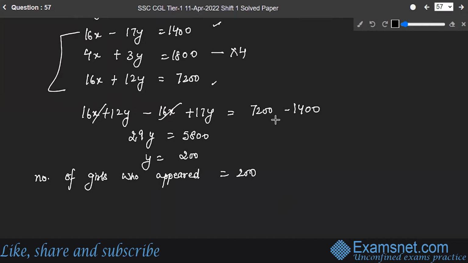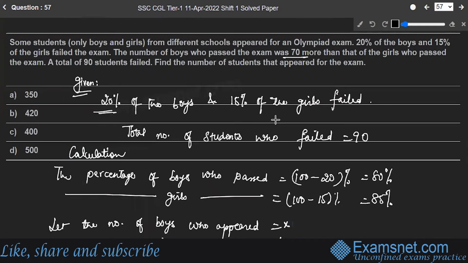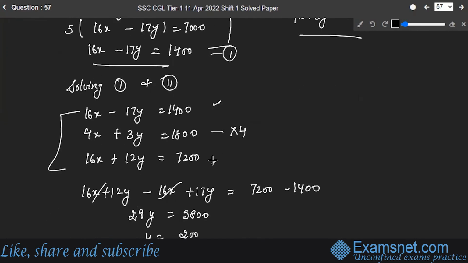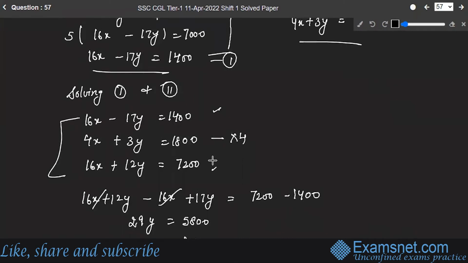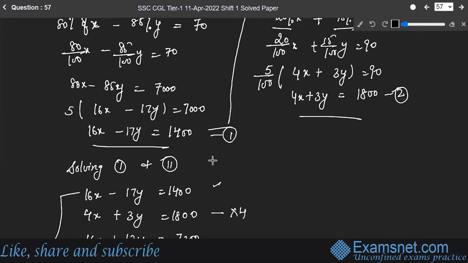Now, what do you actually have to find out in the question? Let's see it once. Find the number of students that appeared for the exams. I got the number of girls who appeared for the exam. Now I have to find out the number of boys. Let's pick up any one equation from the two. Okay, I'll pick up the easier one. So I'll go with this one.